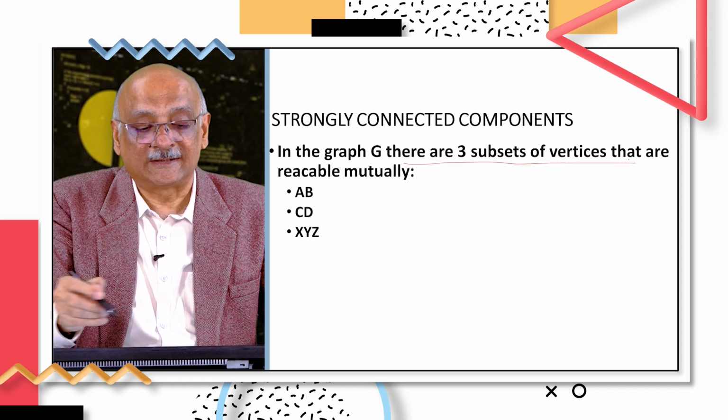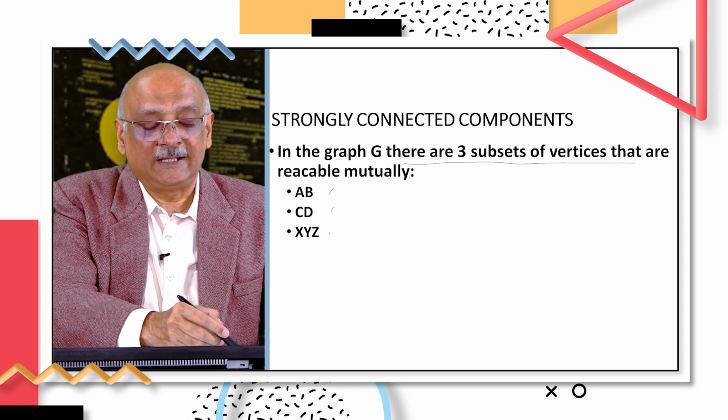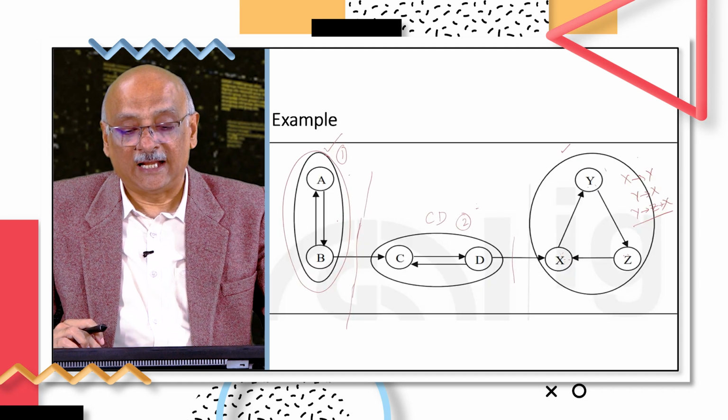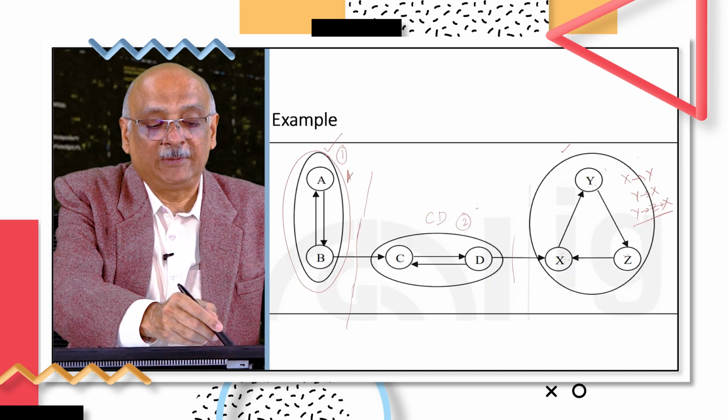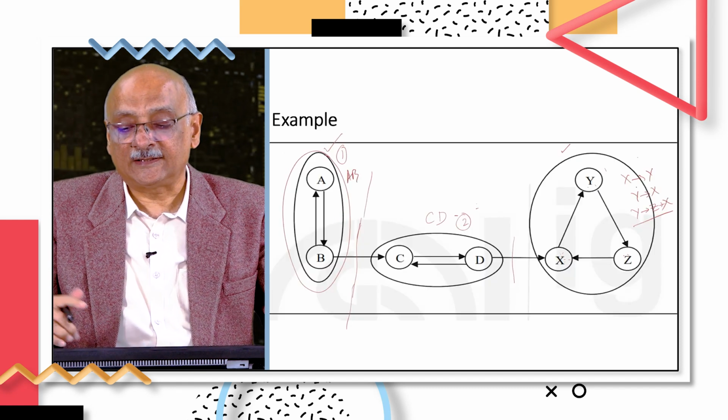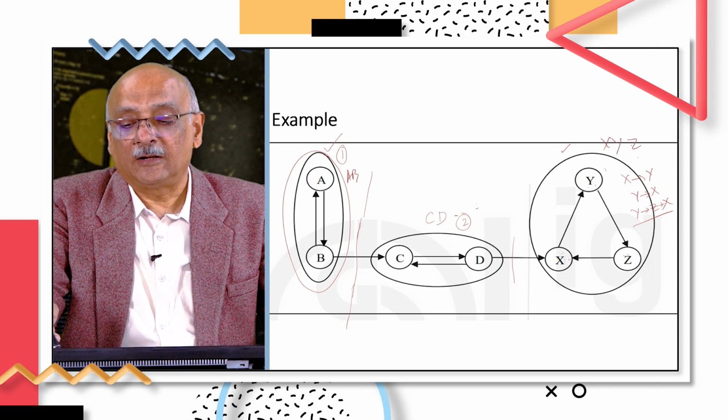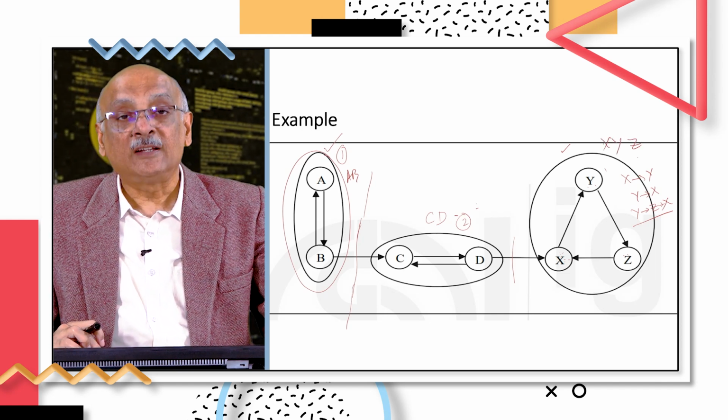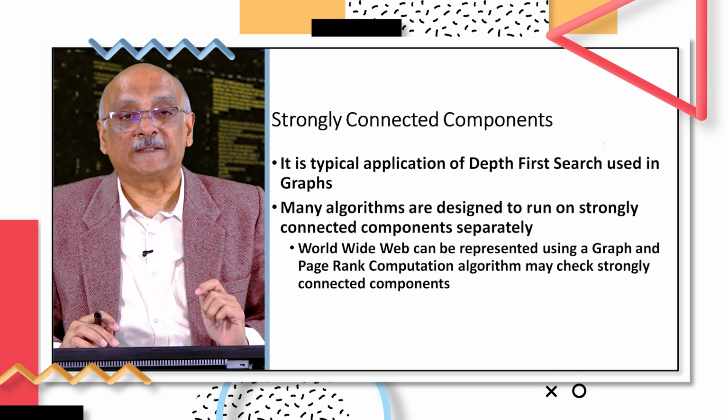The one which we have seen in the example. So AB, CD and XYZ, as we were discussing. This is AB, this is CD and this is XYZ. All these three form the strongly connected components.